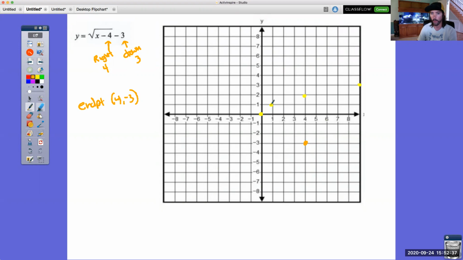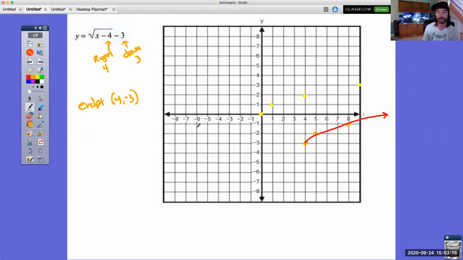Going back to my graph, 1, 1, move it. Right 1, 2, 3, 4, down 1, 2, 3. Move your third point. Right 1, 2, 3, 4, down 1, 2, 3. I'm not going to move my fourth point because it's going to fall too far off my screen. I'm going to connect them though. And it'll look like that. I already labeled the endpoint.